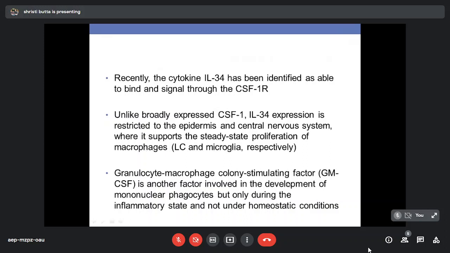Granulocyte macrophage colony stimulating factor, however, is unlike the monocyte macrophage colony stimulating factor. How is it different? This is because it is involved in the development of the mononuclear phagocytes, but under inflammatory conditions and not under homeostatic conditions. When it's homeostatic, it is the monocyte or macrophage colony stimulating factor. On the other hand, the granulocyte macrophage colony stimulating factor allows for the production of neutrophils and not monocytes or macrophages under homeostatic conditions. It only allows for the production of monocytes and macrophages under inflammatory conditions. So that is typically very important, right?